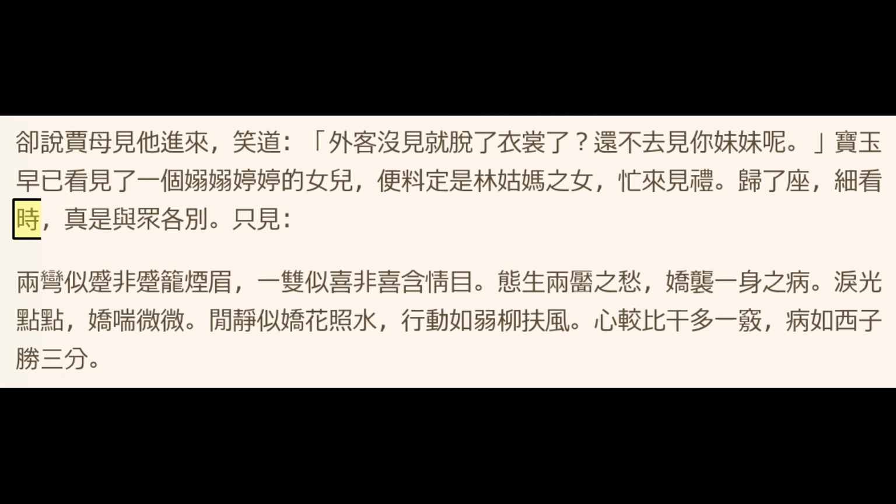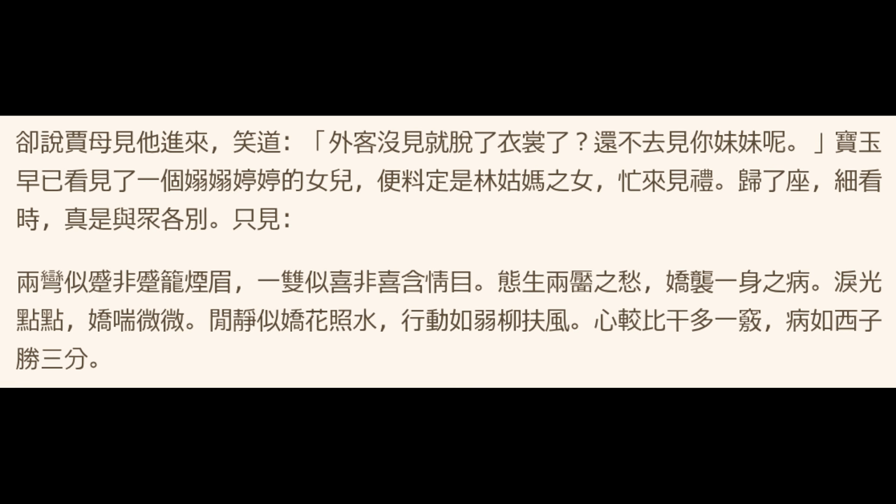Let's look at another example from that same short paragraph. Then there's this part right here. 归了座 细看时真是与众个别. Again, the le keeps the narrative going. 归, or to go back, is the verb, 座 is the complement and means the seat, so going back to the seat, and the le in the middle means that the part that follows comes immediately after he went back to a seat.